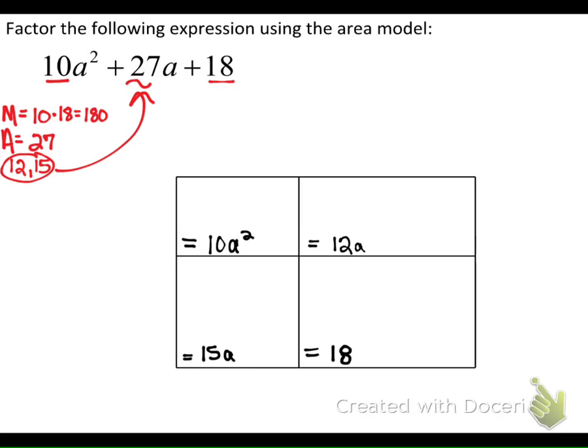Now, the next step is going to be to find the greatest common factor. You're going to find the greatest common factor of your top row. The greatest common factor then becomes our what? What does our greatest common factor become on our area model? It represents the height. So we're going to find the greatest common factor, which will give us the height of our top row.